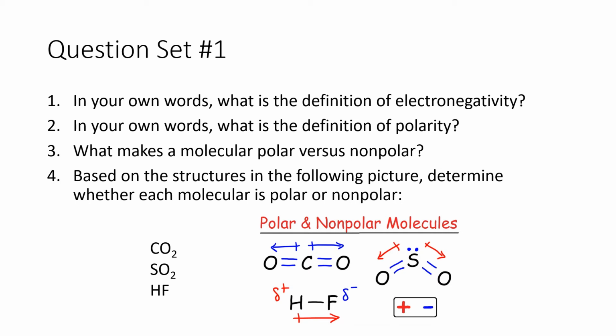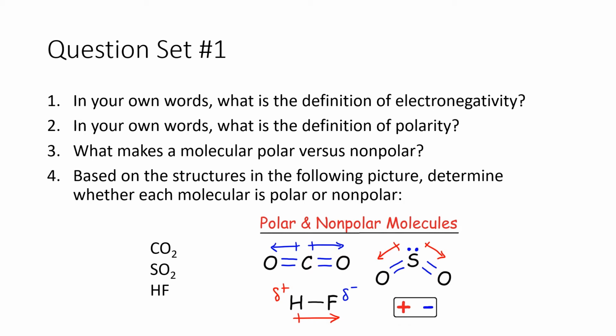Number three, what makes a molecule polar versus nonpolar? Well, a molecule is going to be polar if it is asymmetrical and has different electronegativity value elements in it. And it's nonpolar if it's symmetrical or there's no real electronegativity difference in its atoms. Number four, based on the structures in the following picture, determine whether each molecule is polar or nonpolar.